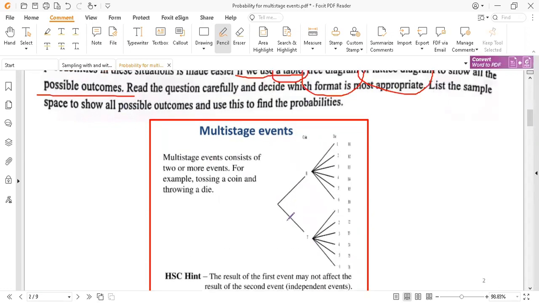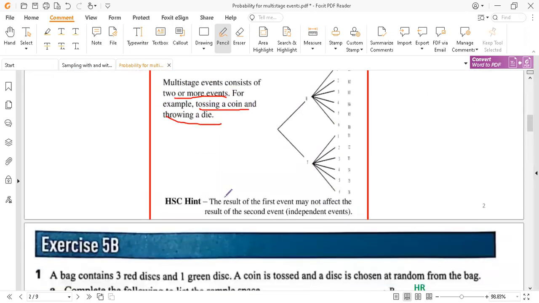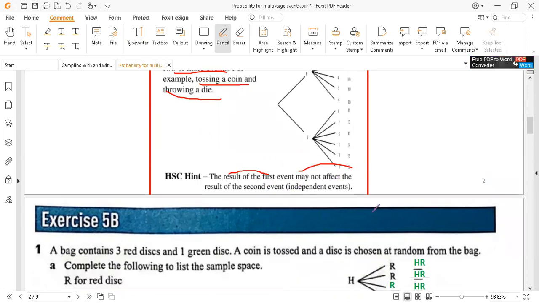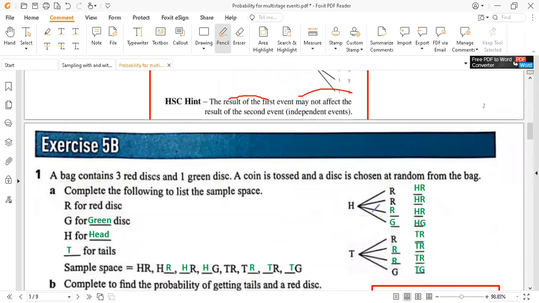Normally a multistage event consists of two or more simple events, as we said before. For example, tossing a coin and throwing a die. You should know that the result of the first event may not, in general, affect the result of the second event when we are talking about independent events.